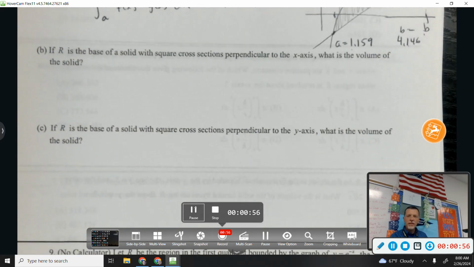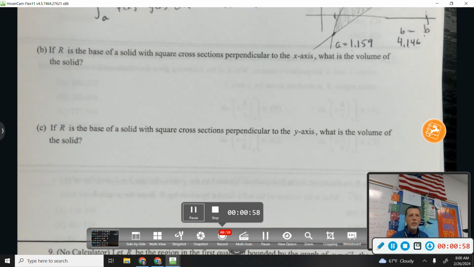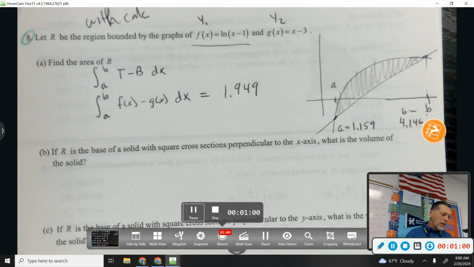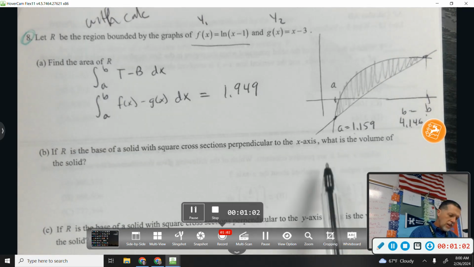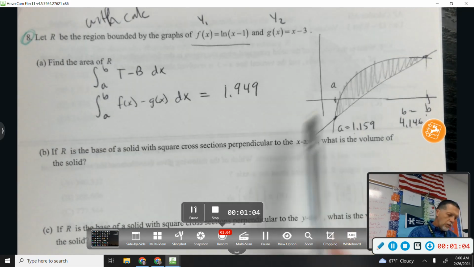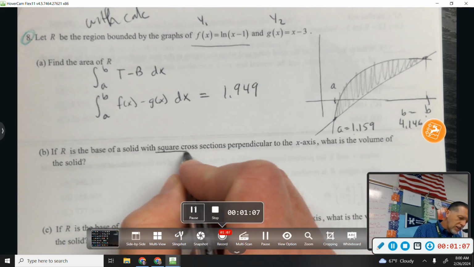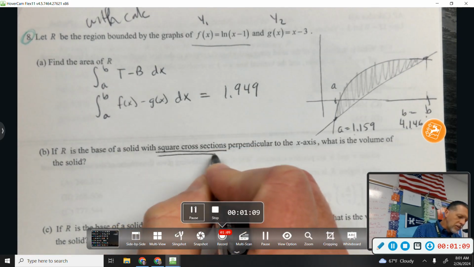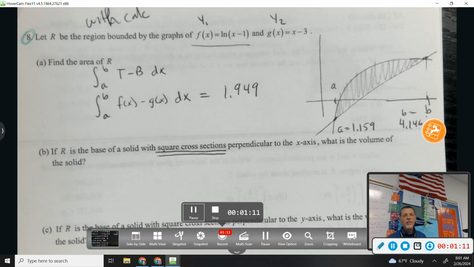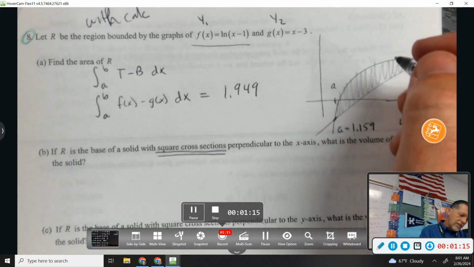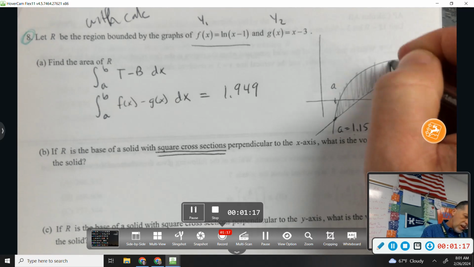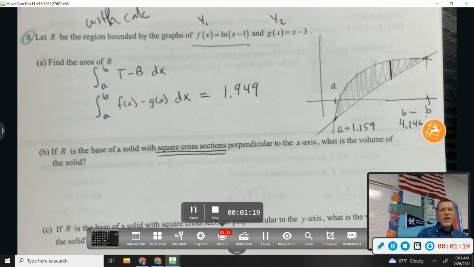Okay, part B. So generally speaking, we're 1 for 1 here. Part B, if R is the base of a solid, so that's R, with square cross sections. It doesn't get much easier than that if you're going cross sections. S squared. Perpendicular to the x-axis. What is the volume of the solid?